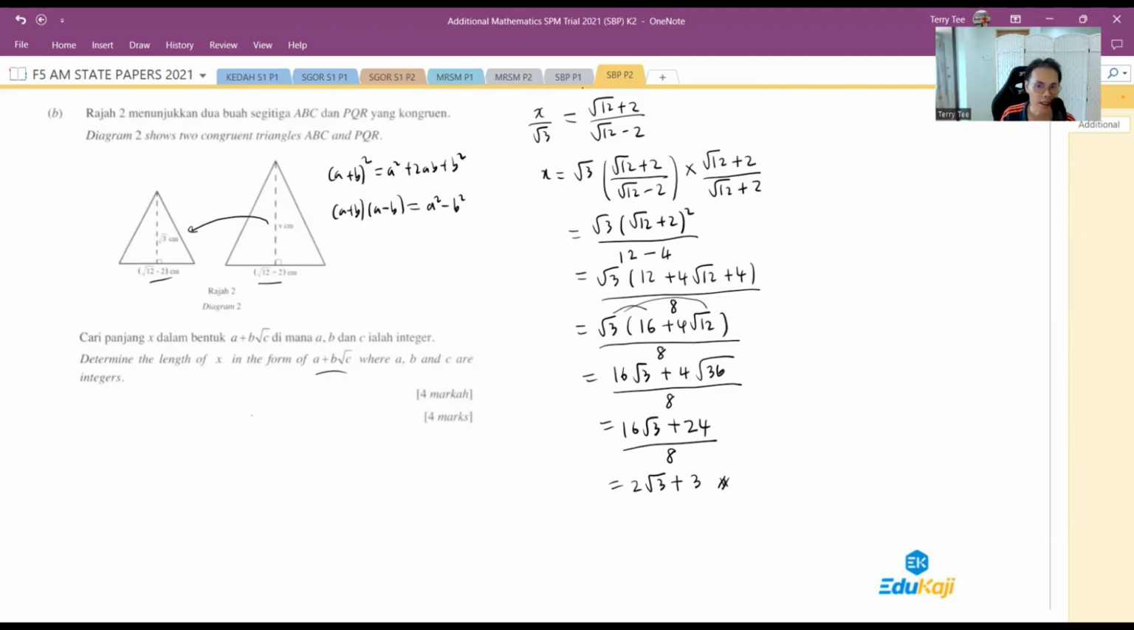Okay, since the question asks us to leave our answer in this format, I'm going to put the constant in front, or should I say the rational number in front and the irrational part at the back. Yeah, the irrational part is the one with surd at the back. So we leave our answer in this form, a plus b surd 3. So its answer is 3 plus 2 surd 3.